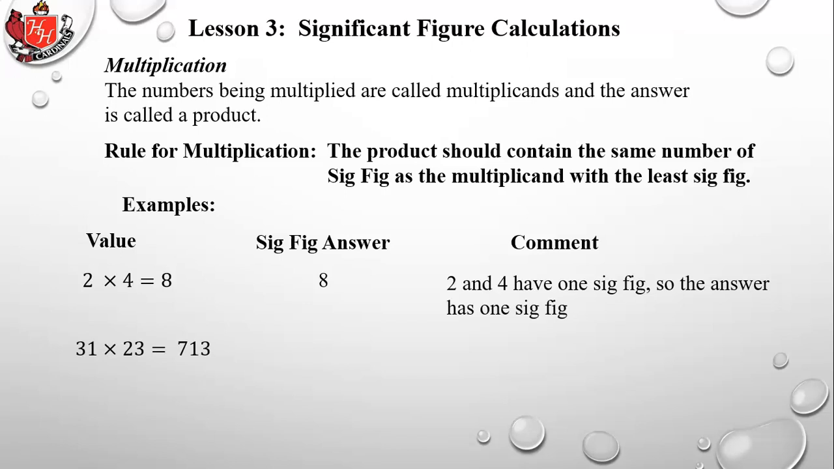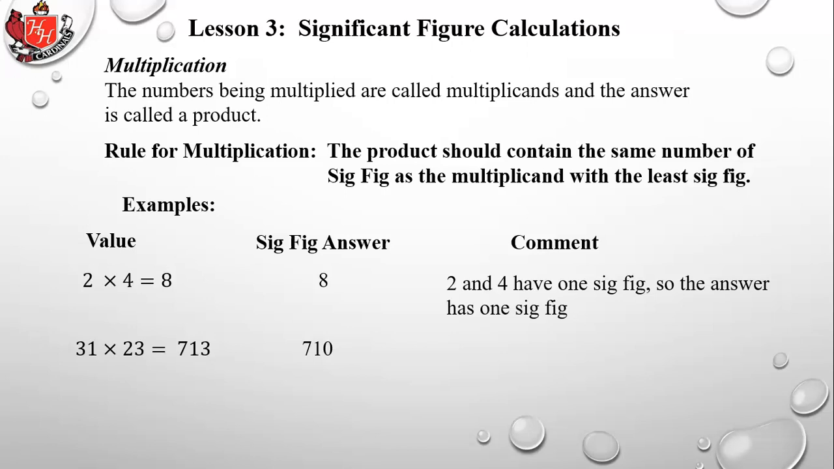What about 31 times 23? Now, this one is actually one of the trickiest ones for students, okay? The answer is going to be 710. So 31 has 2 sig fig, 23 has 2 sig fig, so your answer can only have 2 sig fig. And what some students think you should do in this case is just lop off the 3, and the final answer would be 71. But no, the answer is going to be a number near 713.